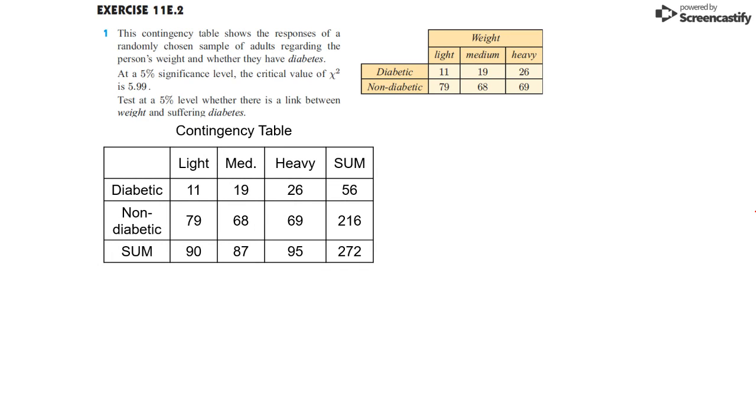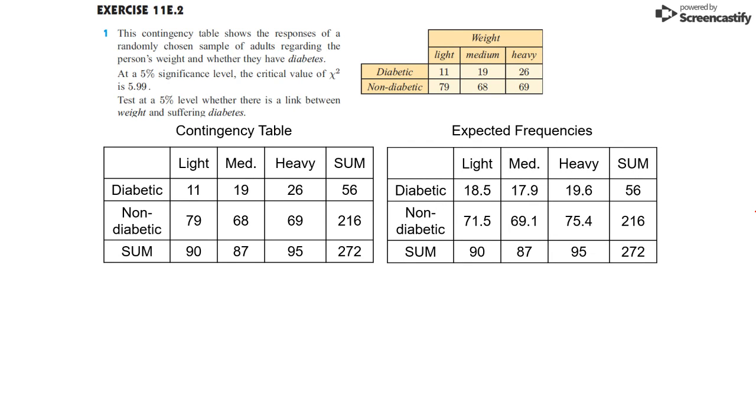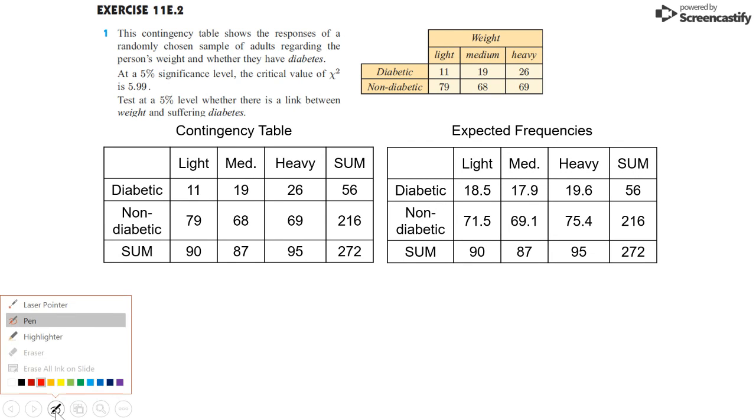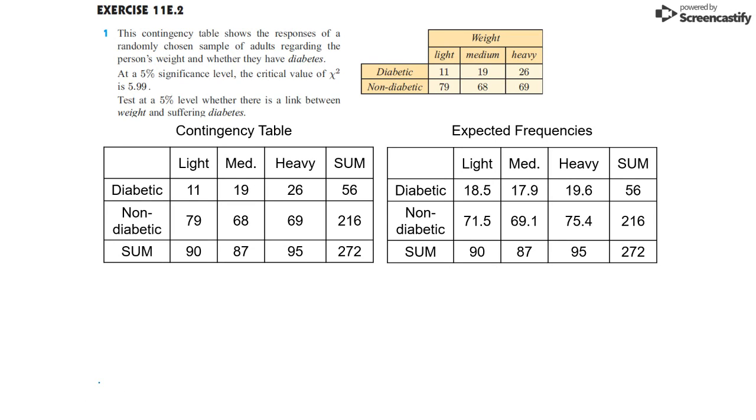Okay, so your contingency table. This is simply the observed table. Just remember, that's just the observed table. And then the expected frequencies table. So just to go through a quick reminder, quick calculation for this cell right here.